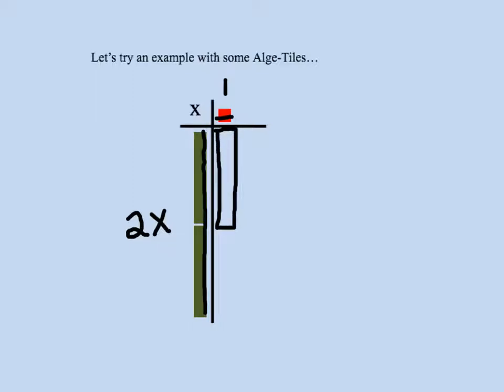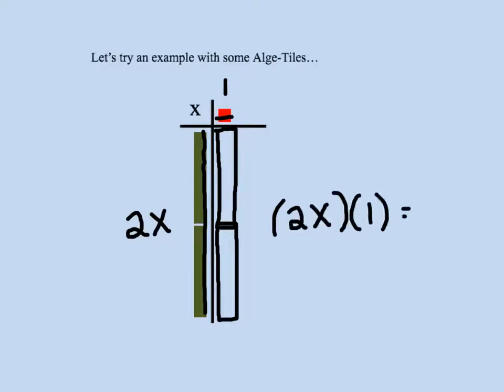It would be an x tile that would fill this length and this width, and again, another x tile that would fill in this length and this width. So based on the area model, we've determined that the product of 2x and 1 is 2x. That makes sense because any term multiplied by 1, or any number times 1, is simply that term or that number.